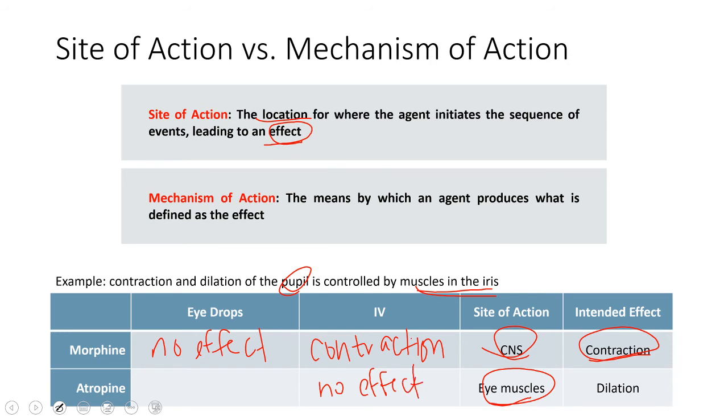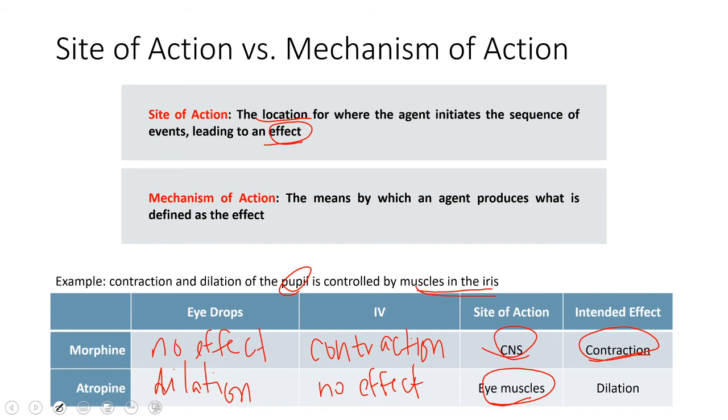Because the eye has very regulated transport of what goes in and out of that barrier. However, if you put it through an eye drop, then you get dilation. So in this case, the site of action, which is the eye muscles, are able to receive the signal from atropine, which induces the eye muscles to dilate. And so that's where site of action and mechanism of action come into play.